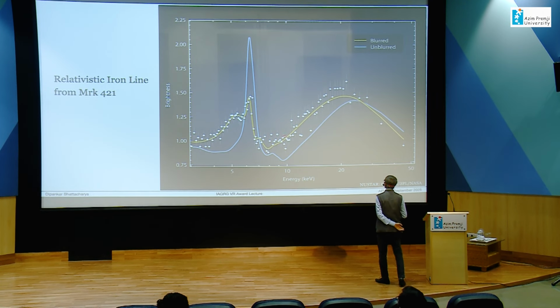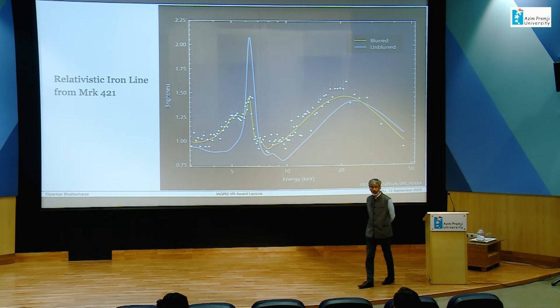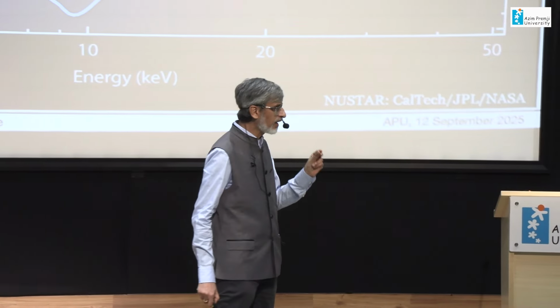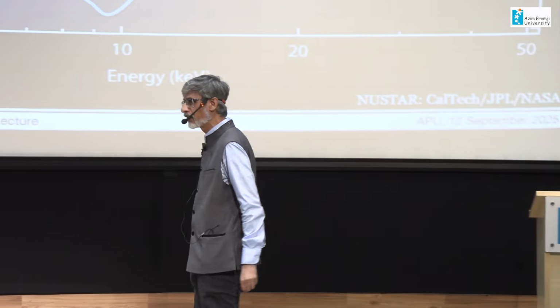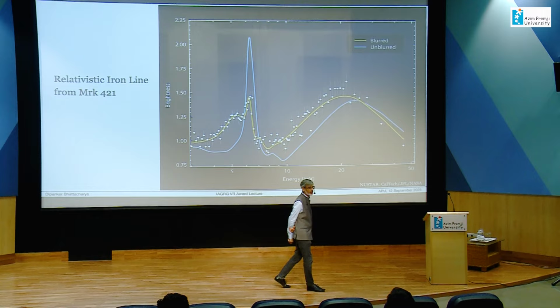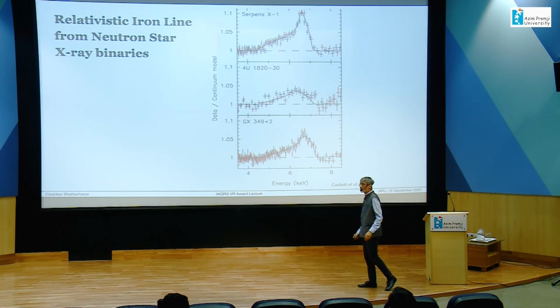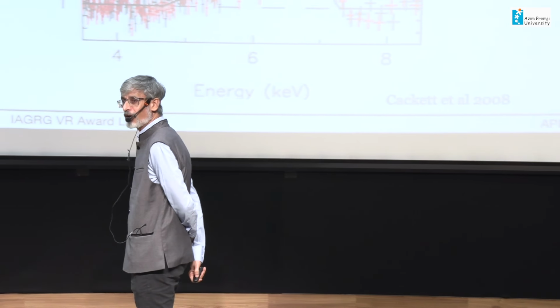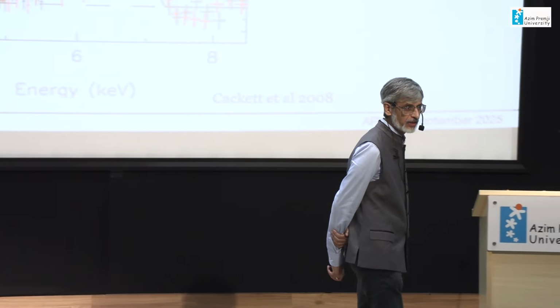So all these points are from there, and this blue line shows what would have been the profile of a spectral line coming from iron, which has a transition at 6.4 kilo electron volts, and the yellow shows what is actually observed. And this blurred profile, as you call it, and the fit to it can help us measure the mass and spin of black holes. But it is not restricted to black holes alone. We can apply a similar technique to neutron stars as well.